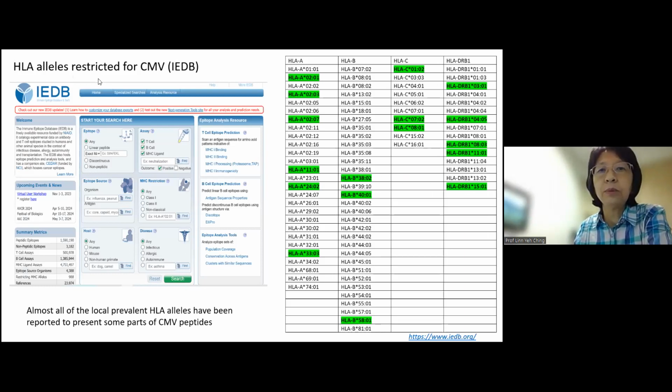This is an online immune epitope database which gives a comprehensive list of HLA alleles that have been described as restricted for CMV. Those alleles that are locally prevalent, with allele frequency of more than 5%, are highlighted in green. It is really nice that many of the locally prevalent HLA alleles have been reported to be CMV restricted alleles. This implies that the chance of generating a VST line with one or more of these HLA alleles that can present CMV to an unrelated recipient is high, simply because many of these alleles are highly prevalent in our local population.